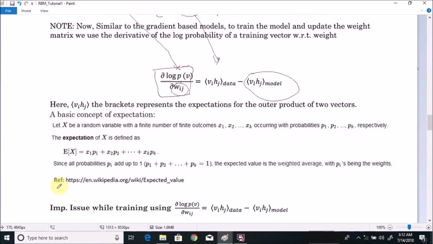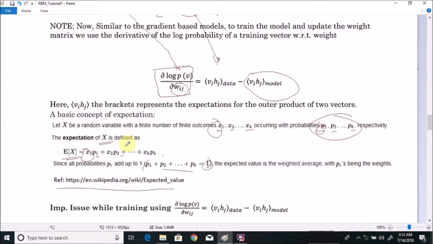For this I have used the Wikipedia reference. Let x be a random variable with a finite number of outcomes x1, x2 to xk, occurring with probabilities p1, p2 to pk. The important part is that the sum of all probability values equals 1. So the expectation of x can be given as E[x] equal to the sum of the products of outcomes and their corresponding probabilities.